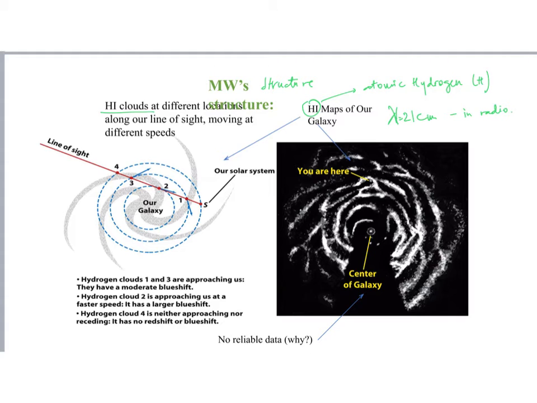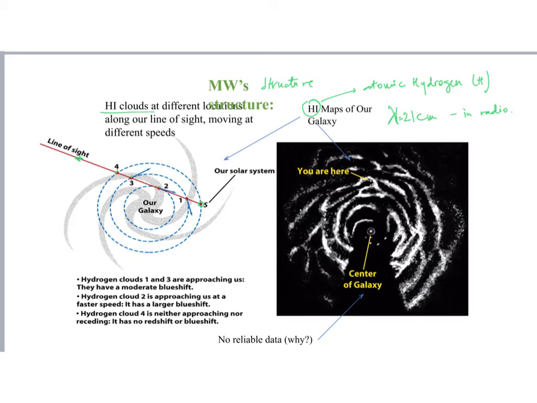So let's start with this. This is S for sun. This is where we would be. This is our solar system, so somewhere in that red dot, that's us, and we look within the plane of the galaxy, right? So that's our line of sight. We're looking that way, and from our position at point S, the hydrogen clouds at different locations, shown here as 1, 2, 3, and 4, along our line of sight, are moving at slightly different speeds relative to us.